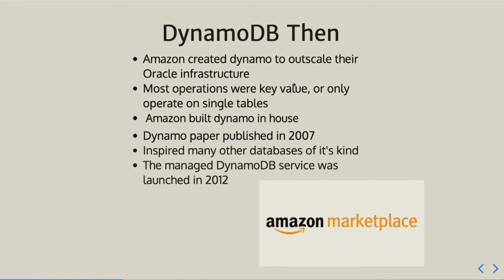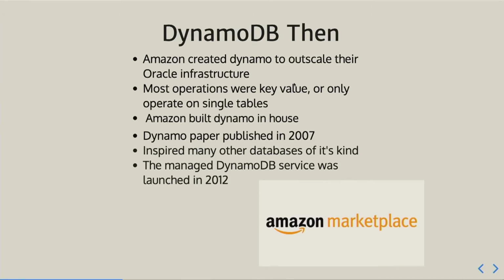So what they realized was most operations were actually key value operations, over 70% in fact, and they were operating on single values, or if it was over multiple rows, it was in the same table. So Amazon decided to go off and build their own database to solve this problem. They went and built Dynamo in-house, and they released the paper in 2007 after they'd implemented it themselves for Amazon.com.